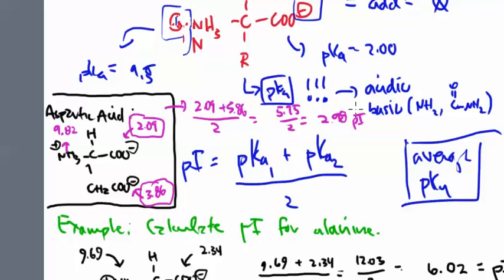So if you take a look at lysine, lysine has 3 pKa's, 2.18, 8.95, and 10.79. You take the two that are closest together, so that means 10.79 and 8.95, and then you will take the average of that value, and that average is the pI for that amino acid.